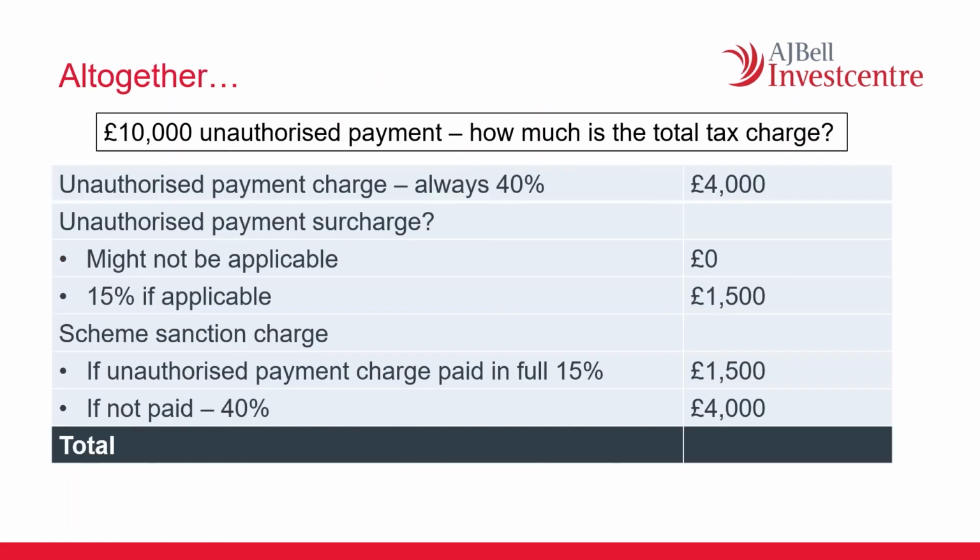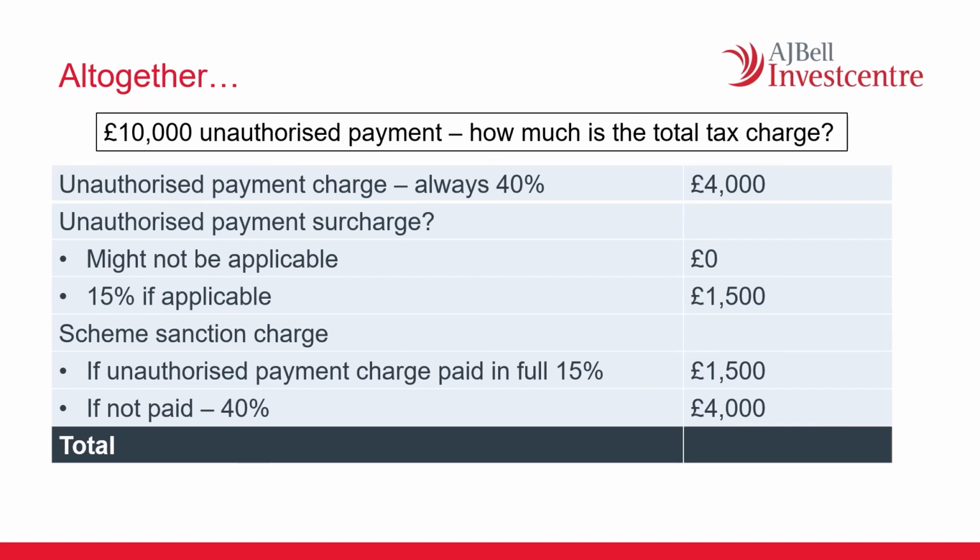So looking at the possible charges then, adding those all together, the question is, if you have a £10,000 unauthorised payment, how much is the tax charge going to be? The answer is it depends. It depends on the circumstances. You don't know automatically. So your unauthorised payment charge, that's always going to be 40%, so that'll be £4,000.